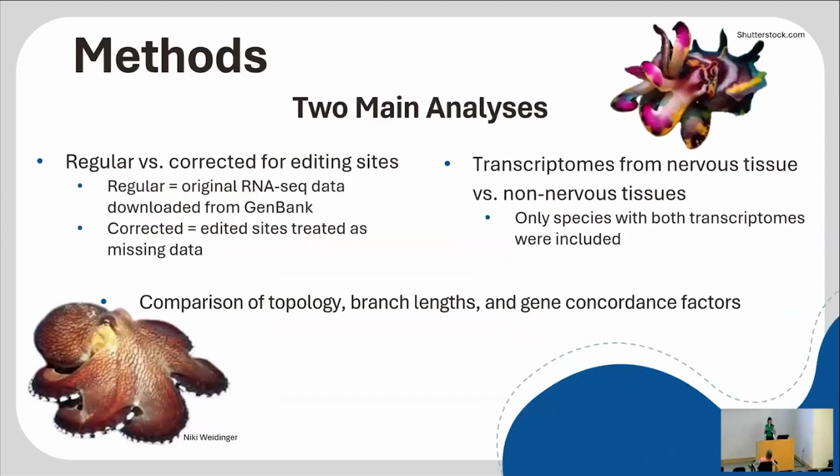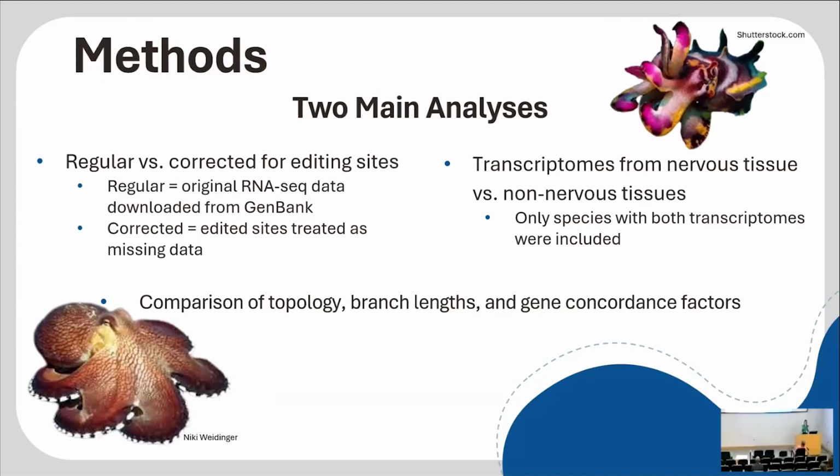So I'm doing two main analyses. This regular versus corrected for editing site analysis, where I've downloaded the regular RNA-seq reads from GenBank, assembled those, and then I took those same transcriptomes, identified the editing sites, and treated those as missing data to compare those two trees. I am still working on these analyses. We hit some snags along the way, so I don't have those trees to show for you today, but I do have trees from the next analysis.